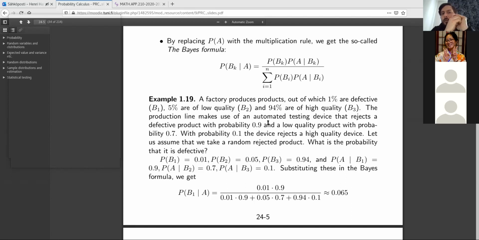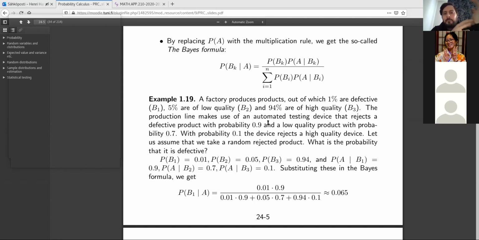And there's a 0.1 probability that a high quality device is rejected. So let's say that we are looking through the rejection pile. Let's say they are pushed aside and we look at the rejected apparatus. So we ask, what is the probability that it is useless, completely defective? Remember, to begin with, only 1% of all products are defective.